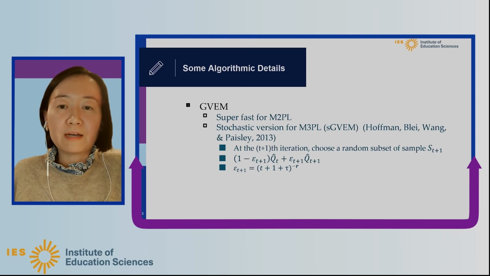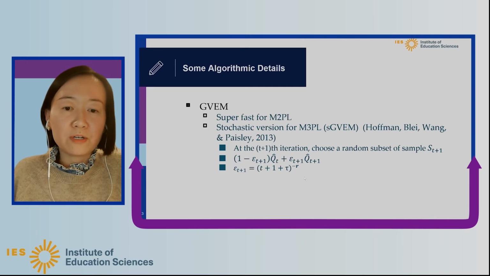And here, the step size is denoted by epsilon t+1, assuming this is the t+1 iteration. And epsilon t+1 is defined by this equation here. And this r is the forget rate in the range of 0.5 to 1. In the app, the default value for r is 0.51, but the user can specify any value between 0.5 and 1. But based on our simulation checks, 0.51 seems to work the best.